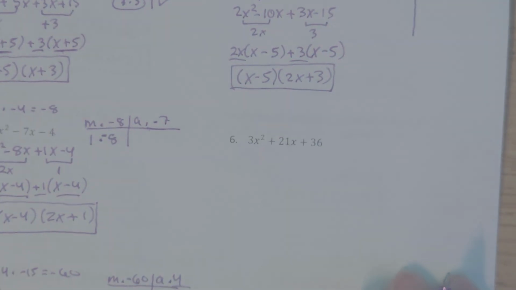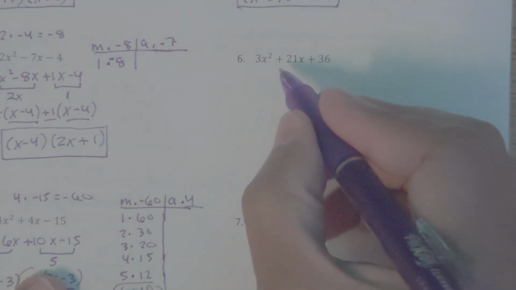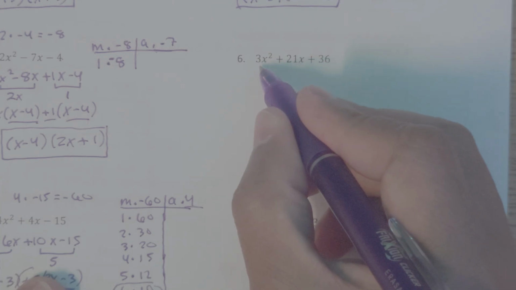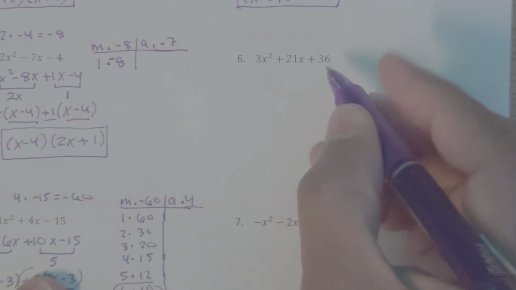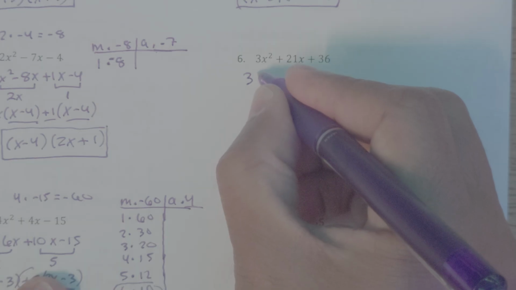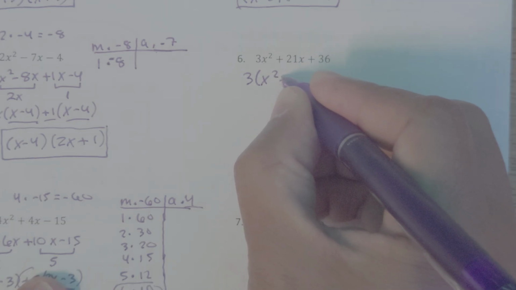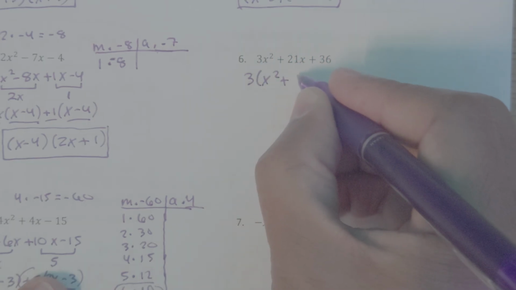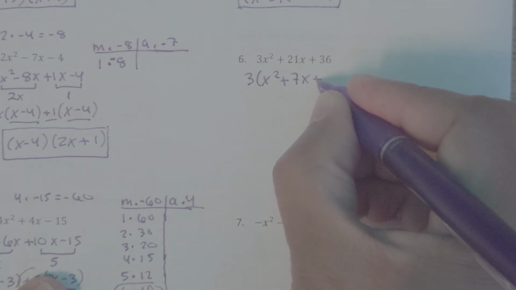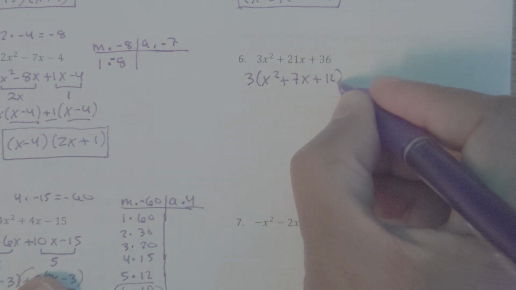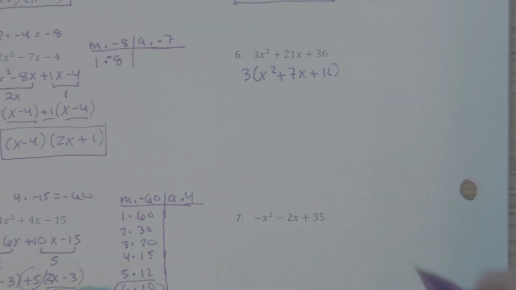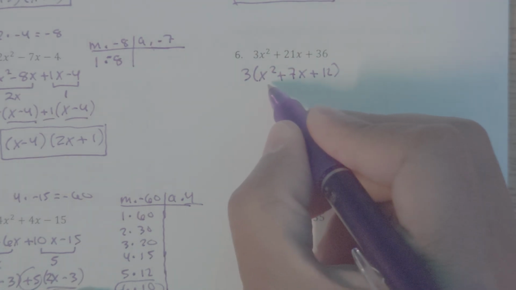Okay, all right. Next example. For this one, there's a GCF of 3, because 3 goes into 3, 21, and 36. So I'm going to factor that out first. So 3 times x squared plus 21 divided by 3, that's 7x. And 36 divided by 3, that's 12. Okay, so now we focus on this part only.